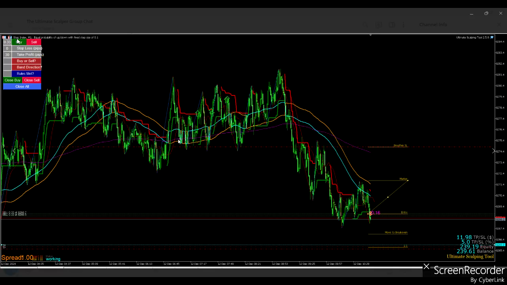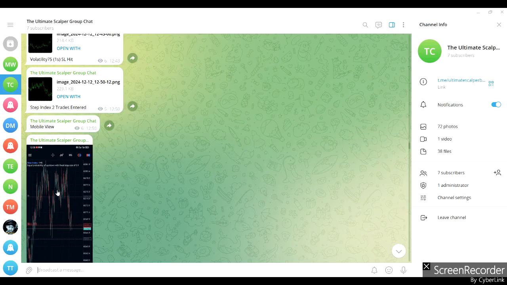And then we got 2 trades on step index. We took 2 trades here. Our stop loss is above there, and yeah, this is how it was looking on the mobile phone.